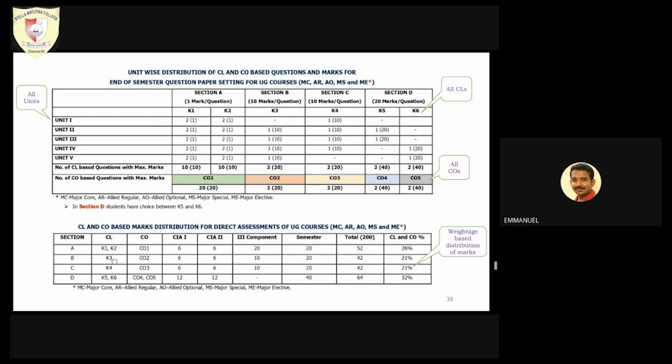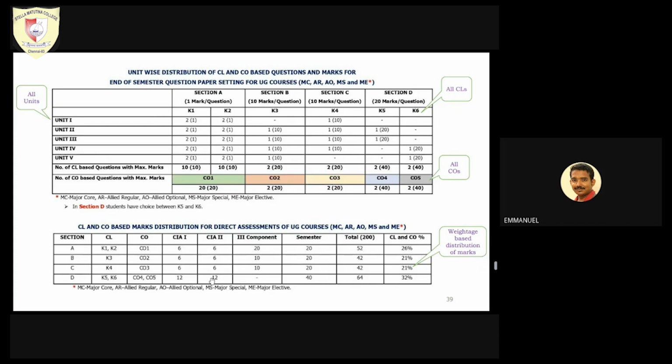Section B corresponds to K3 Bloom's taxonomy cognition level, and corresponds to the second course outcome. Similarly, 6 marks CIA 1, 6 marks CIA 2, 10 marks third component, 20 marks in semester examination, totaling up to 42. Similarly, K4, 42. As usual, we give higher weightage for big questions or detailed questions, and that comes under CO4 and CO5, the evaluation and creation levels, under the cognition levels K5 and K6. So we have omitted K5 and K6 in the component level.